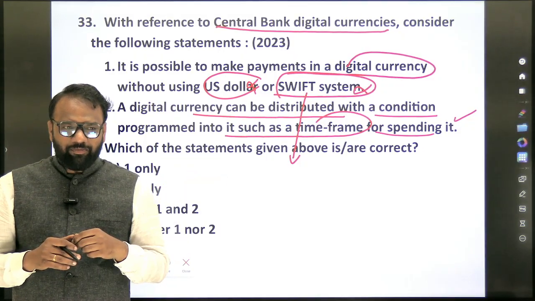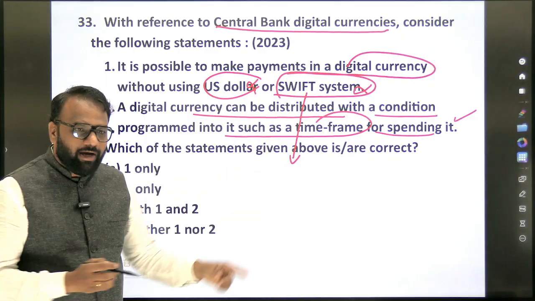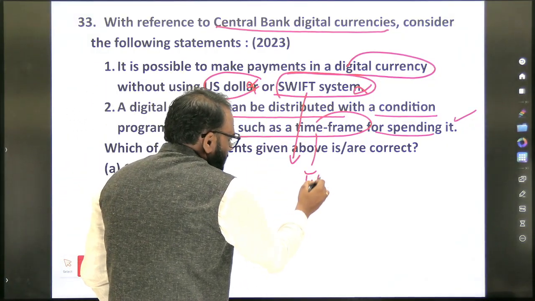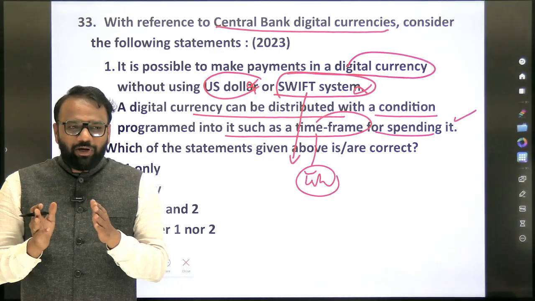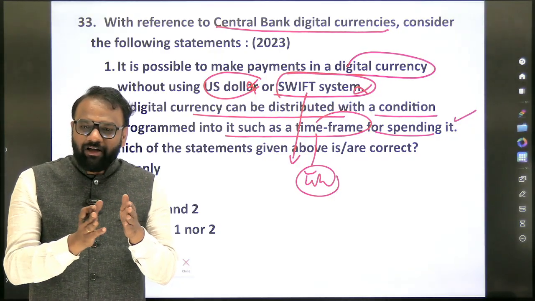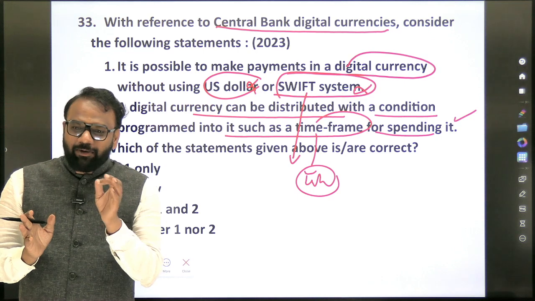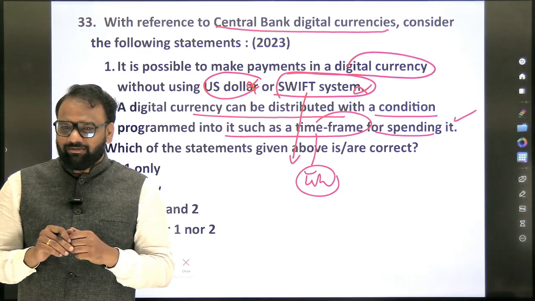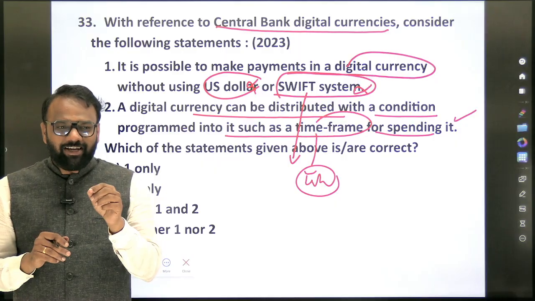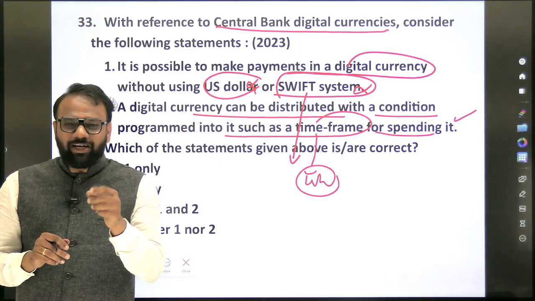One is the time frame; another is the purpose. For example, a digital currency which has been given to you will work only if you go to a public distribution system, a fair price shop. If you go to a wine shop, it should not work. So it can be programmed in such a way that it works only at a particular outlet, not at all places.